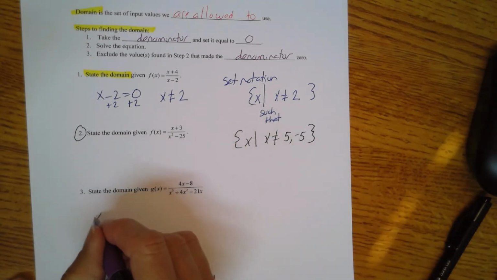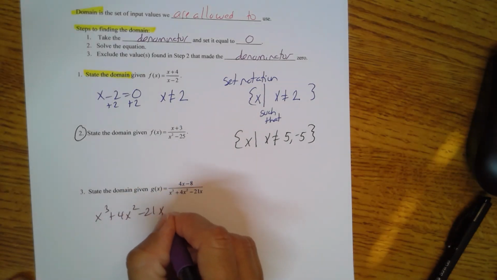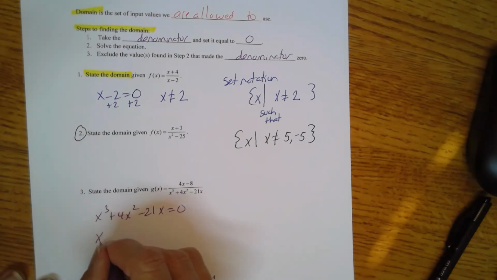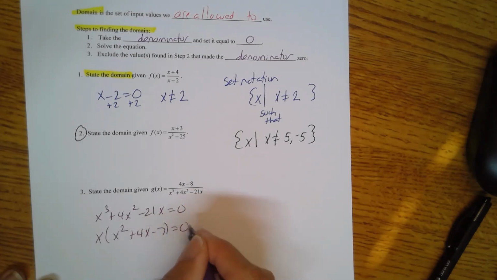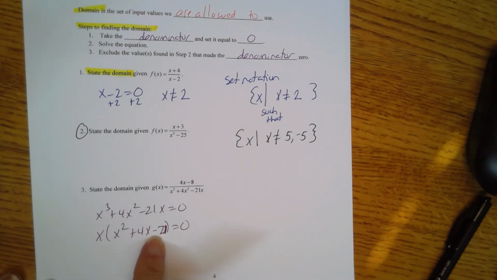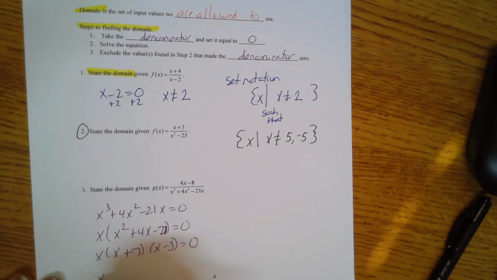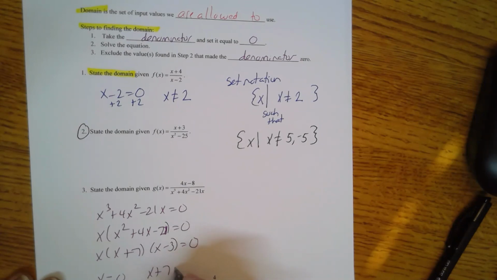State the domain. We take x cubed plus 4x squared minus 21x, and we're going to set it equal to 0. We'll take out the x. We're left with x squared plus 4x minus 21 equaling 0. All I did was take out an x because that's what was in common. Factors of negative 21 that add up to a positive 4 are going to be x plus 7 and x minus 3 equaling 0. So this means there's 3 values we don't want. We don't want x to be 0, we don't want x plus 7 to be 0, and we don't want x minus 3 to be 0.